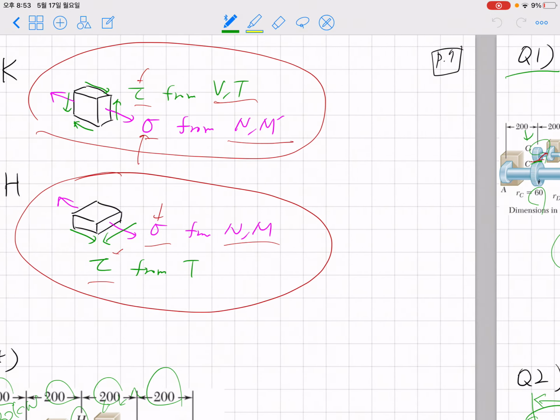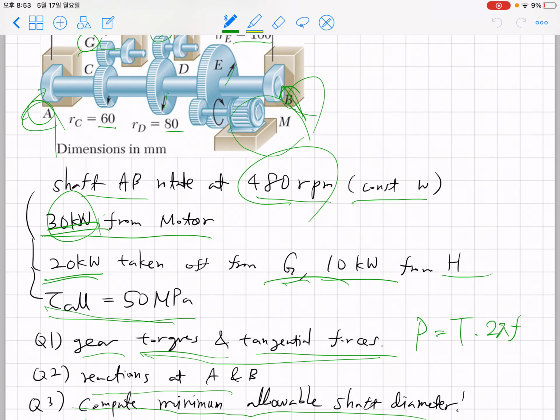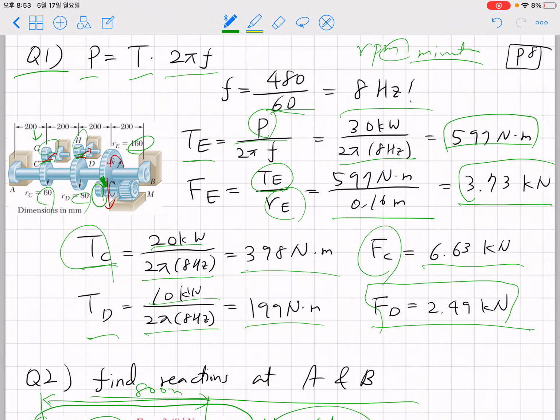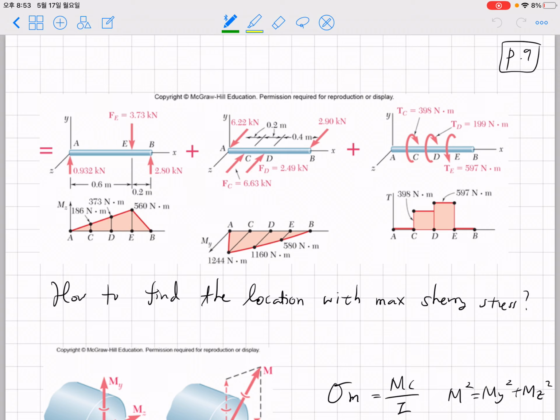Now let's move on to the third question. The third question asks us to compute the minimum allowable shaft diameter. To obtain the minimum allowable shaft diameter, you have to get the maximum shearing stress out of the system. To obtain the maximum shearing stress, you have to first locate where the maximum shearing stress would occur, and to do so, we have to draw a lot of moment and shear diagrams.